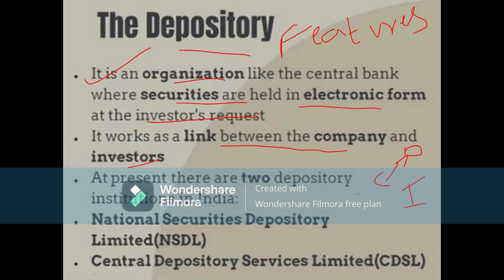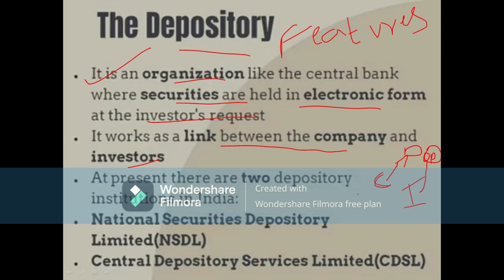If the investor wants, he can purchase from depositories, but in between depositories and investor we will have the depository participant. Through these depository participants only we will open the demat account, and through these depository participants we will invest our amount in the company through depositories and depository participants.